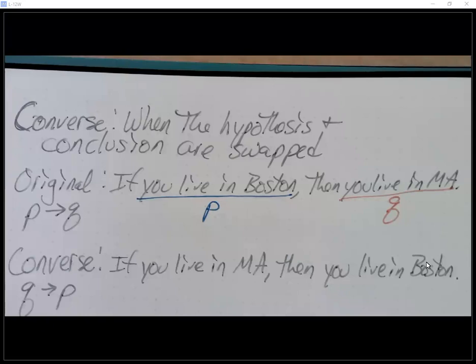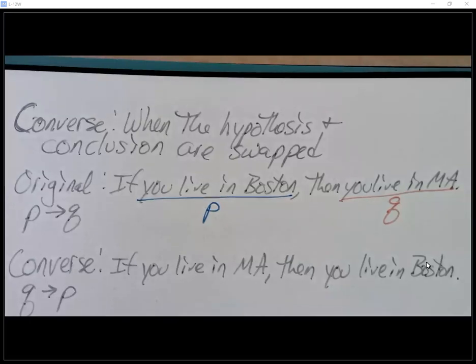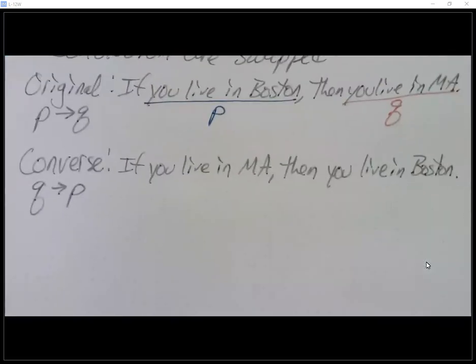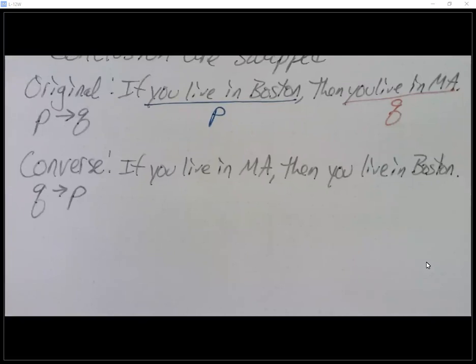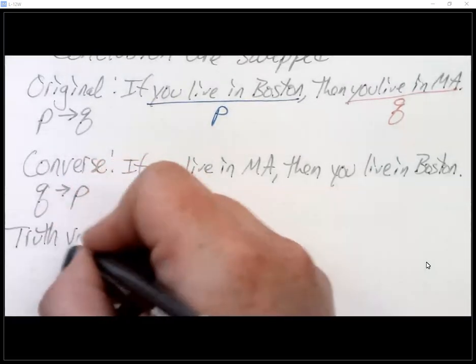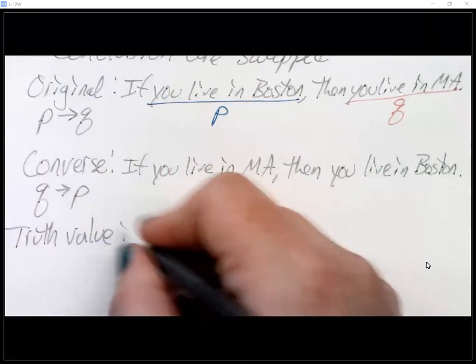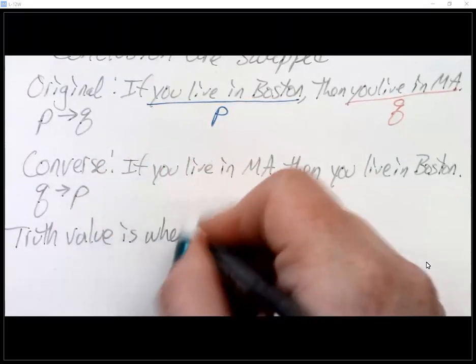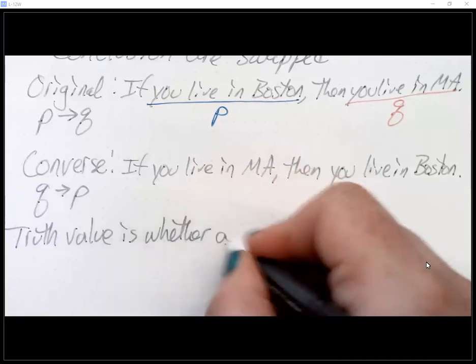You'll hear us sometimes talk about truth statement or truth value, and that's just whether a statement is true or false. Our original was true, and we all know that the converse is false. Truth value is whether a statement is true or false.